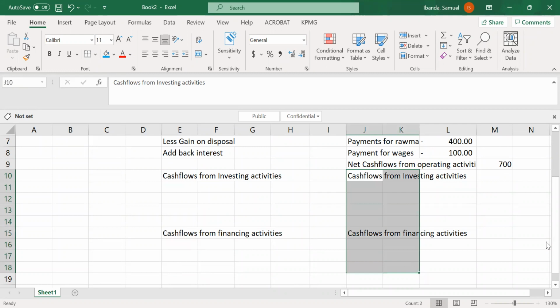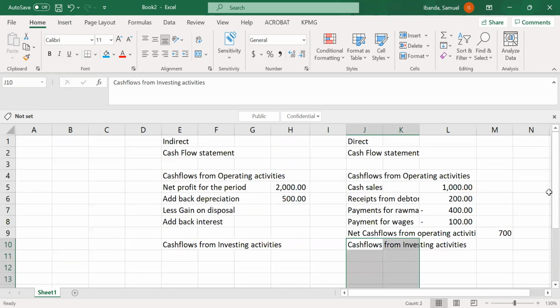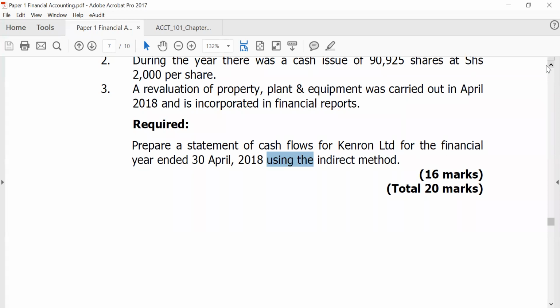So if the examiner asks you to use the indirect method, all they are trying to do is that when you're doing your cash flows from operating activities, start with the profit for the period and then work backwards. If you're doing the direct method, bring the items the way they are. And what will also happen in most cases is that when the examiner sets either of the two methods, they will provide you information that relates to that.